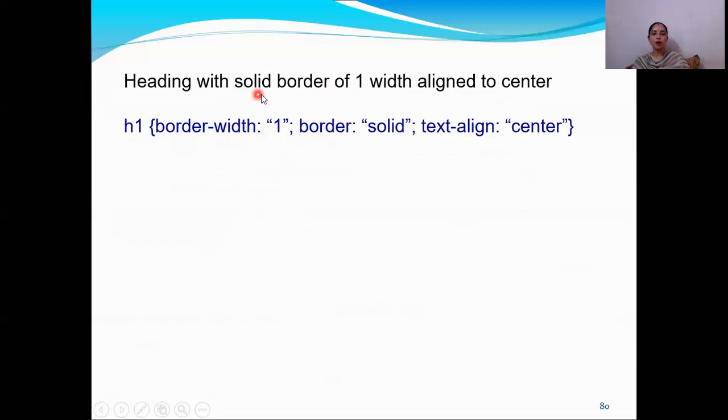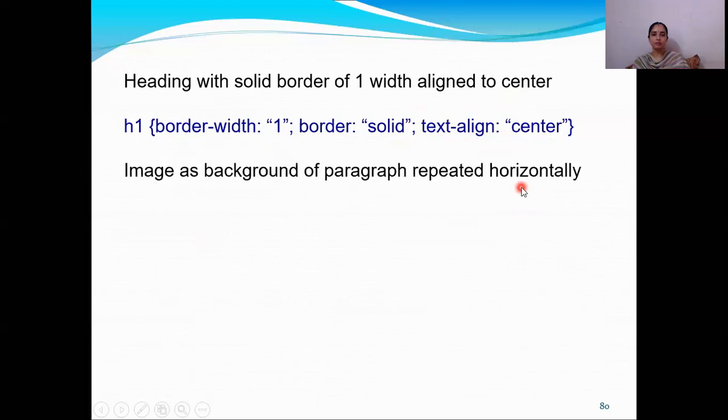For the border property, I wanted a solid border there. So border colon solid. Text should be aligned to the center. So alignment happens with the help of the property called text-align colon center. This is how we write our CSS in the style one syntax.